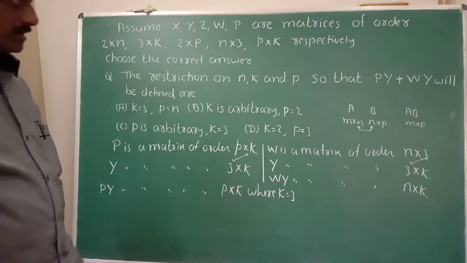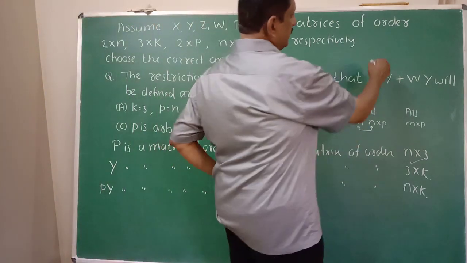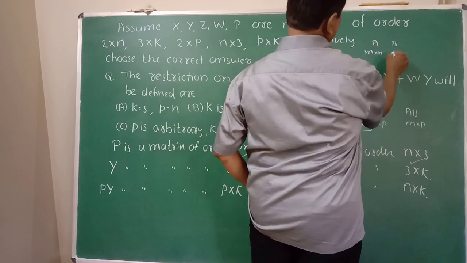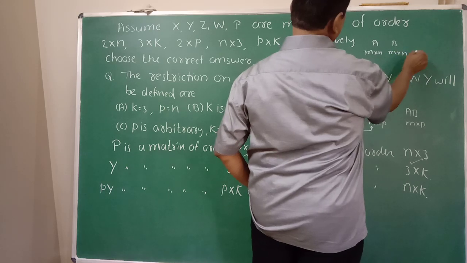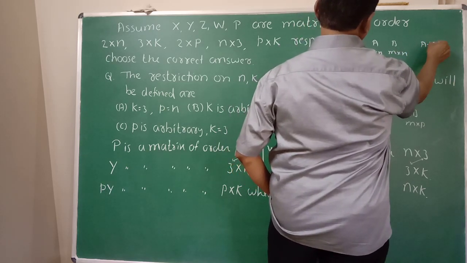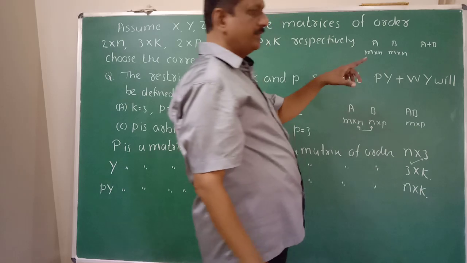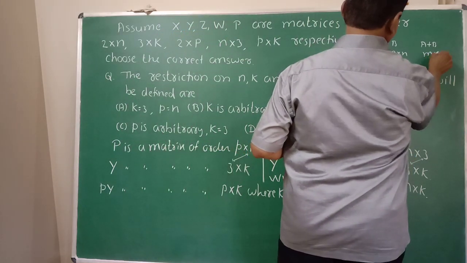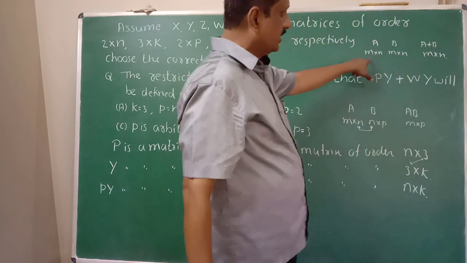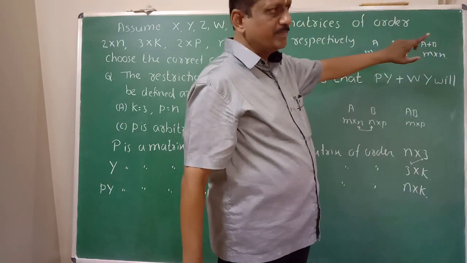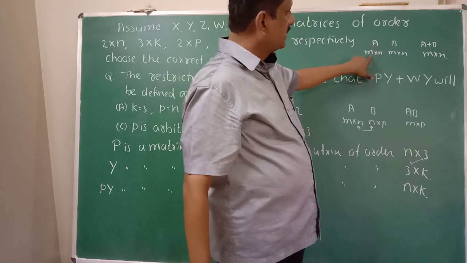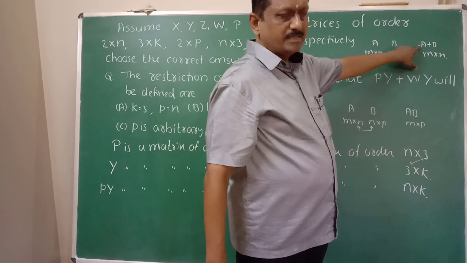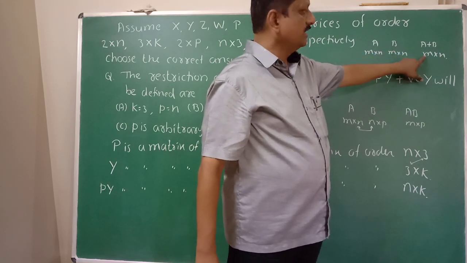Next, one more property is there. If A is a matrix of order M into N, and B is a matrix of order M into N, then addition of two matrices is possible only if both have the same order. That is important here. If A is a matrix of order M into N, B is a matrix of order M into N, then A plus B is defined and its order is M into N.